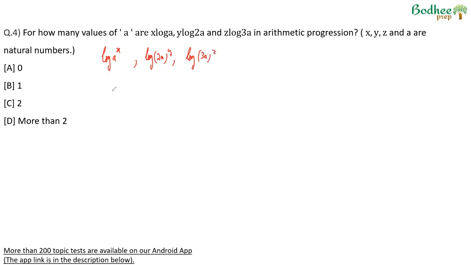These are in arithmetic progression. Therefore, twice of log of 2a to the power y is equal to log of a to the power x plus log of 3a to the power z. For arithmetic progression, a plus c is twice of b. The 2 again goes at the top. Log of 2a to the power 2y is equal to log of a plus log of b is log of a^x into 3a^z.